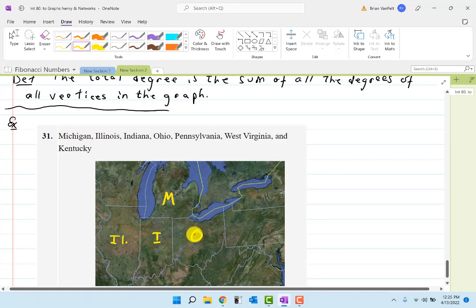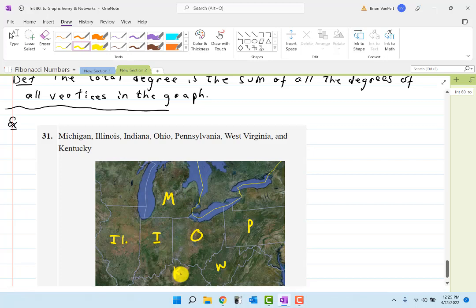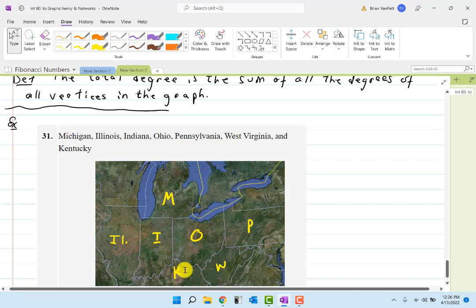Then, of course, we have Ohio, Pennsylvania, West Virginia, and Kentucky. Now, your job is to make up a graph that has an edge if the states share any amount of border, not corners. I don't know if I have an example here, but it looks like everybody sort of shares some border with somebody else. Nobody is off to a corner, so I don't have to worry about that.